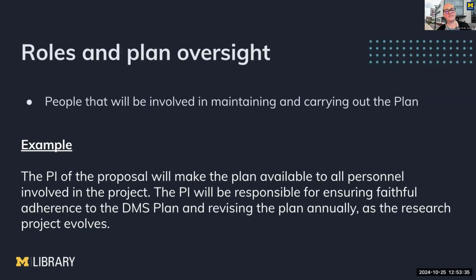And then roles and plan oversight. So this is just where you would indicate the people who will be involved in maintaining and carrying out this data management plan. Usually this would be the PI who's providing oversight, but there might be additional people involved with data related roles, and you could write about those roles here. So in this example, you can see that the PI has oversight and will be revising the data management plan as needed.